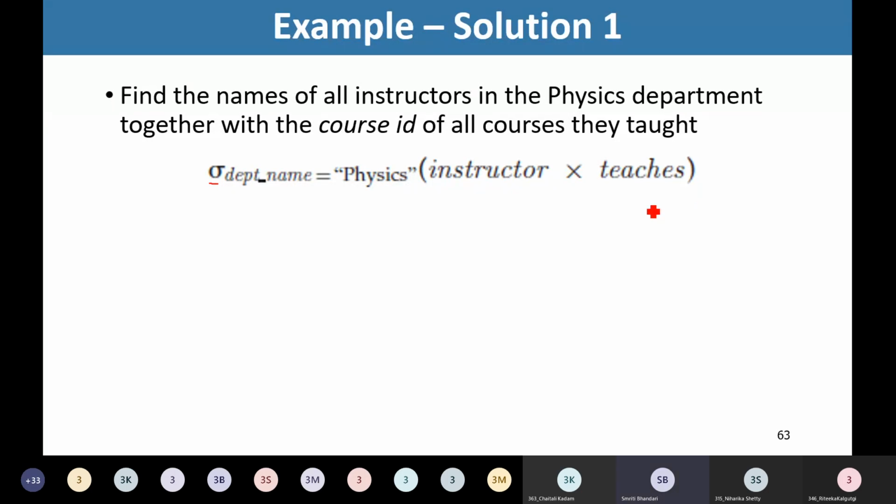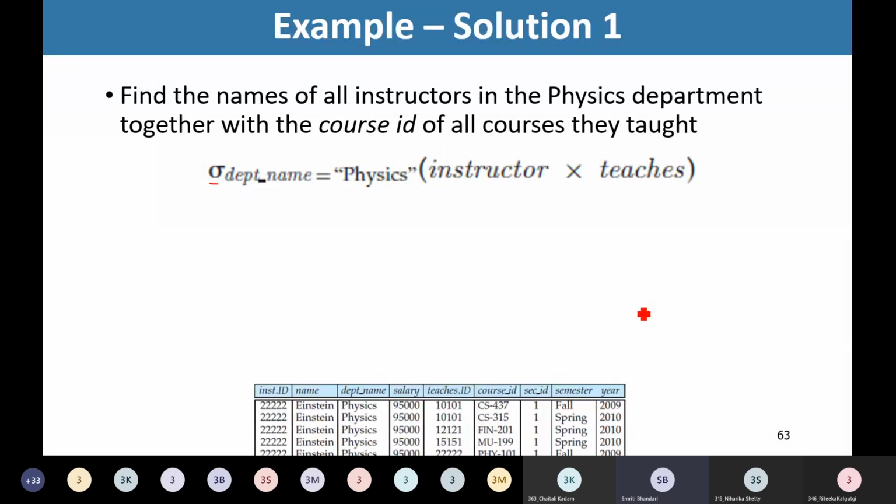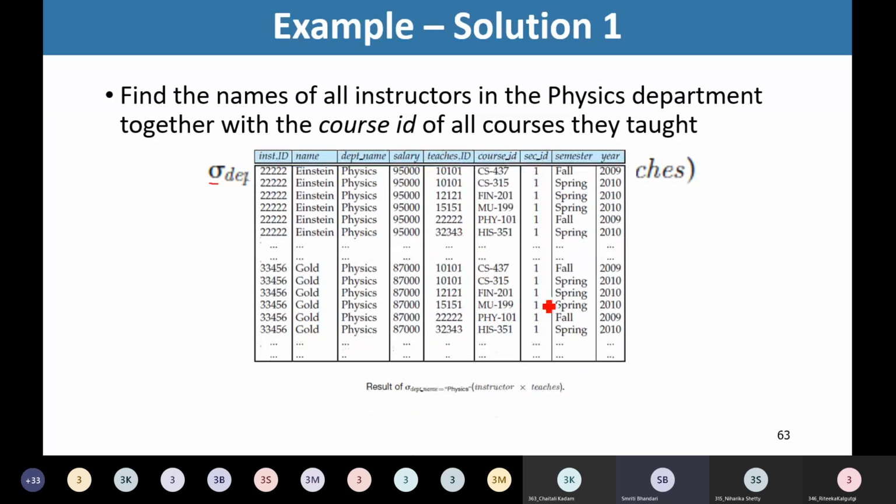simply impose one constraint. We are imposing one predicate or condition because we are interested in only the instructors who belong to the physics department. So with this cross product, we have the condition department name equal to physics, and to put this condition we are using the select statement. So obviously we get an output like this.